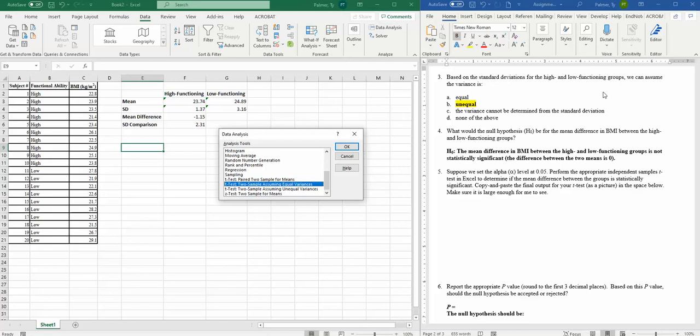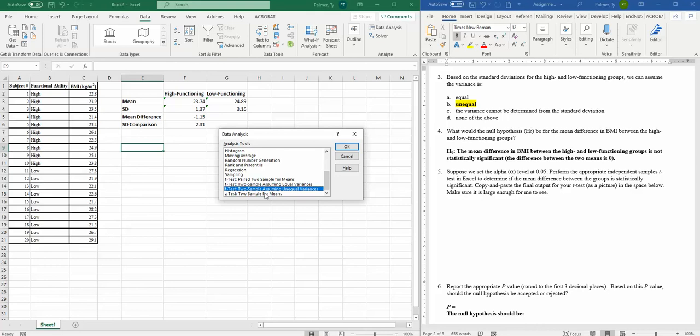Okay, and we determined based on those standard deviation comparisons that the variance is unequal. So which t-test do you think we're going to use here? Which independent samples t-test should we use if the variance is unequal? It's easy, it's obvious. We're going to use this one here.